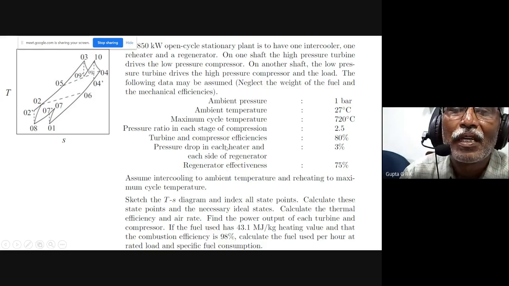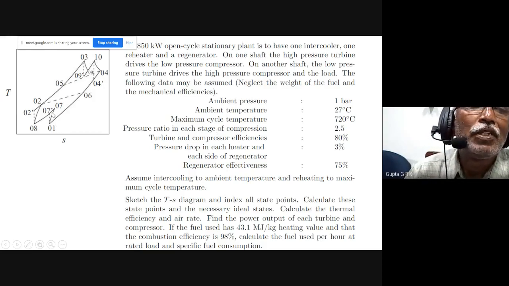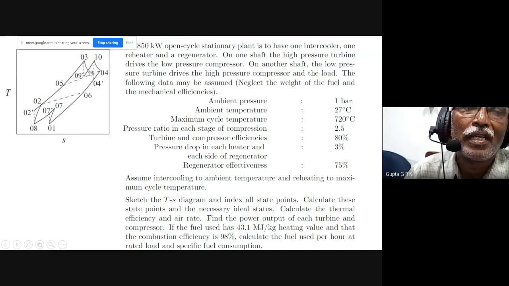Mechanical efficiency is not given. So Cp into T07 minus T01 is equal to Cp into T03 minus T09. So I can calculate T09, and then using turbine efficiency I can calculate T09 dash. Once you calculate T09 dash, this temperature ratio gives me the pressure ratio. So P09 and P010 I can calculate. That is the way I can calculate here.